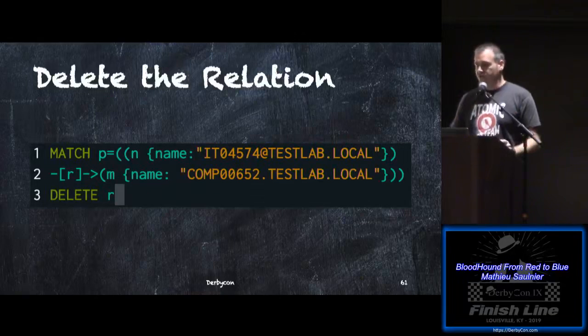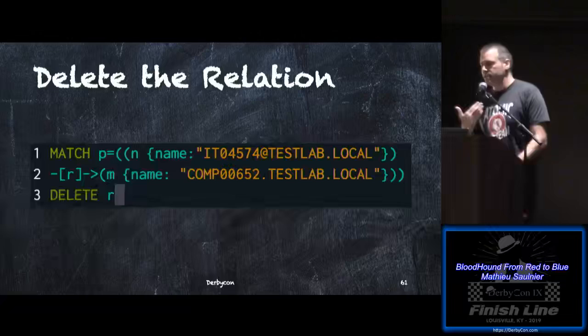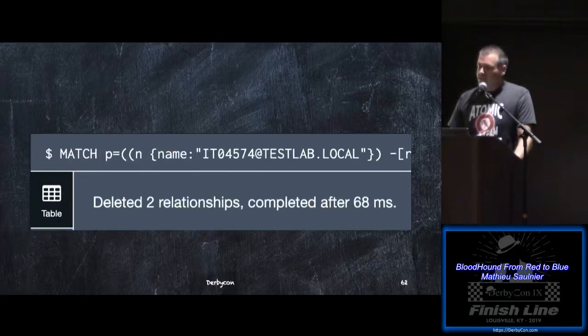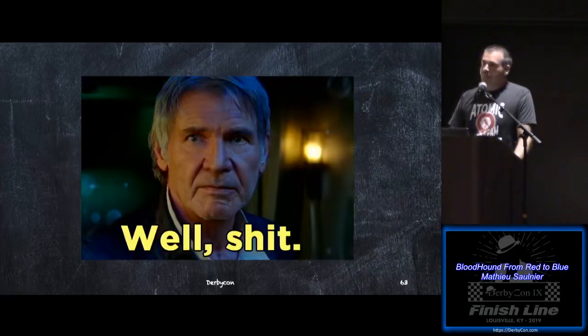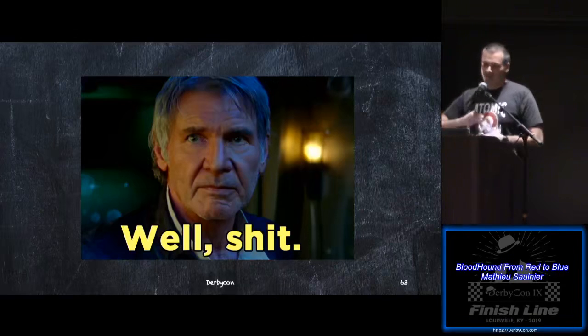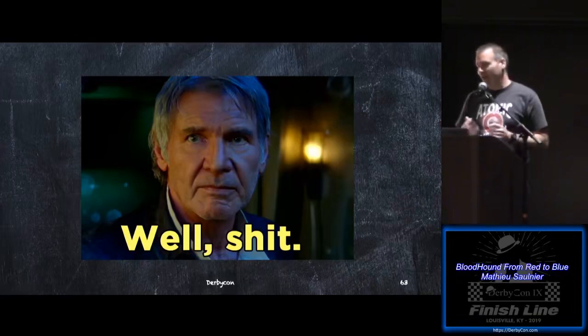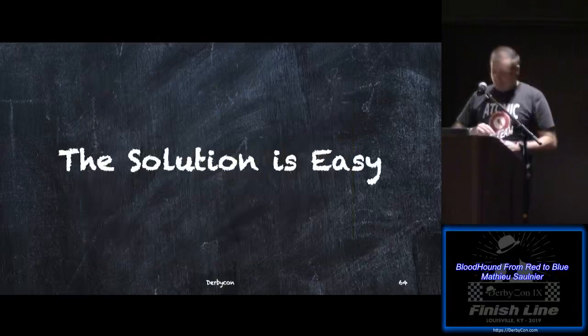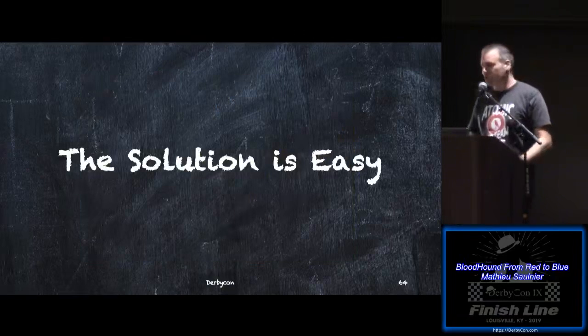So we're going to match a path between IT group 4574 and a computer named 652, and we're going to delete our relationship. DELETE r. As you can see in the little brackets, there's an r. And then you get this. And then I was like, this. Because this was 36 hours before the presentation. And I was like, uh-oh, I'm going to talk in front of a lot of people, and it doesn't work.